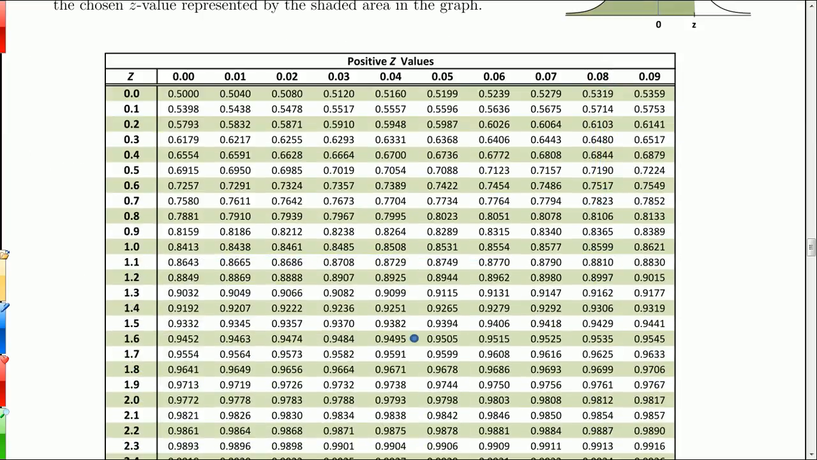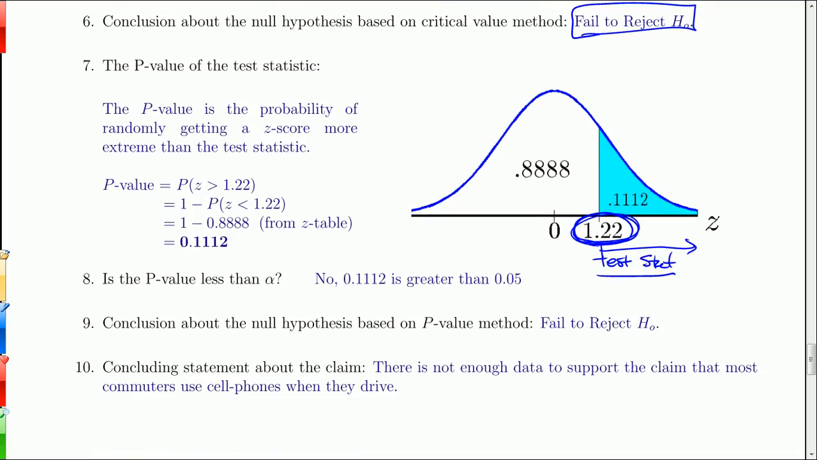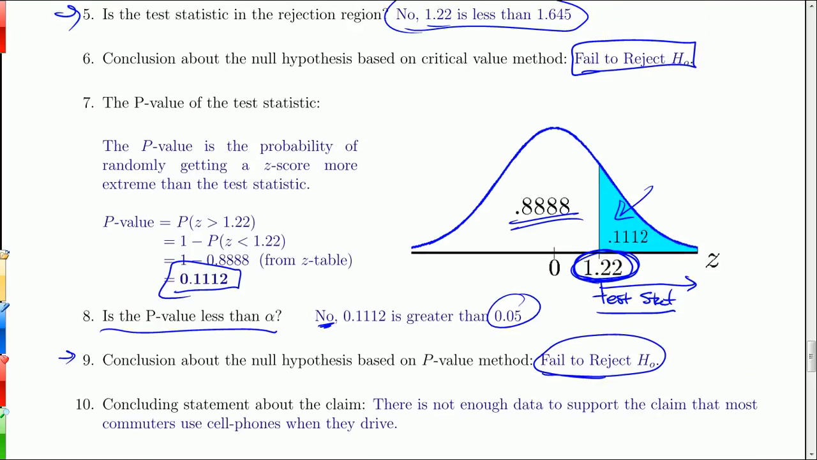Let's see, 1.2, 2... 0.8888. Gotta be careful, I don't want to say too many 8s. But that's the area to the left. So the area to the right is 1 minus that. And the p-value is 0.1112. Is this less than alpha? No. Alpha is 0.05. So this is actually bigger than alpha. So the conclusion about the null hypothesis based on the p-value method, because the p-value is greater than alpha, again, you fail to reject the null hypothesis.